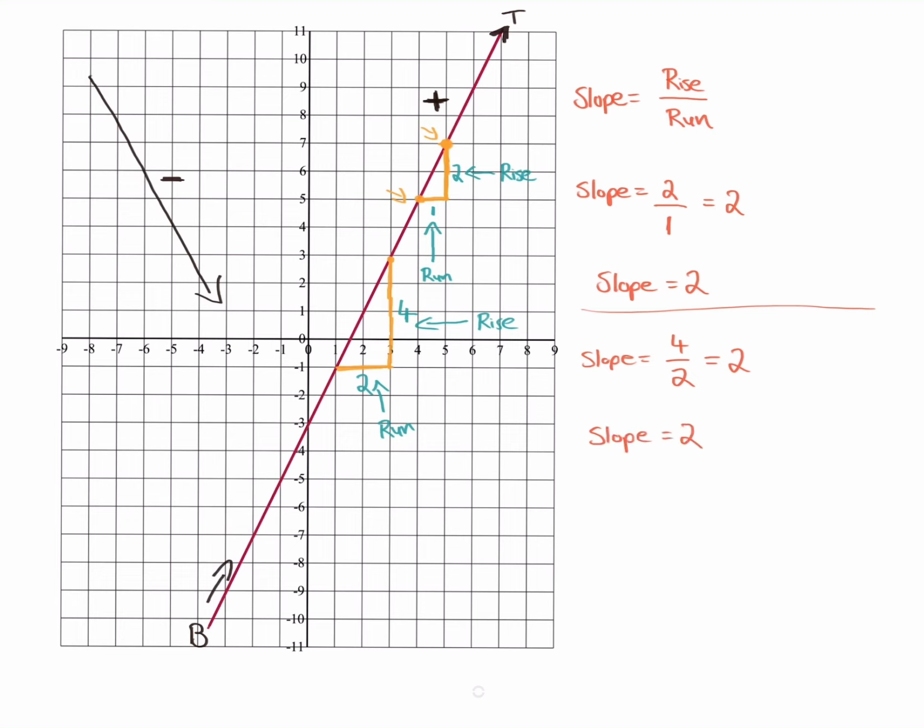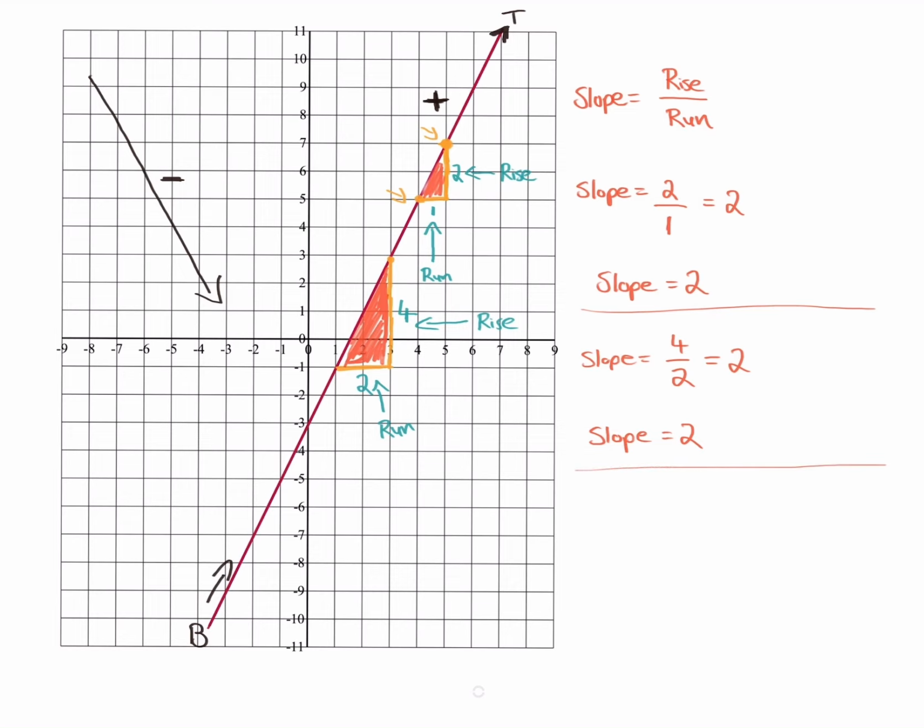So what that means is it doesn't matter if you do a smaller triangle like this one here, or you do a bigger triangle like this one here, you should get the same answer. You should get the same slope, because this line is a straight line and the slope is the same for any point on the line.